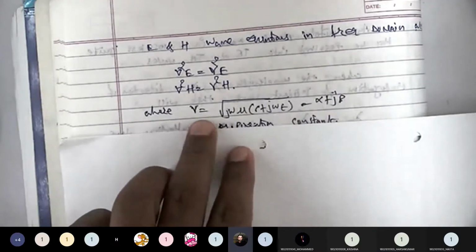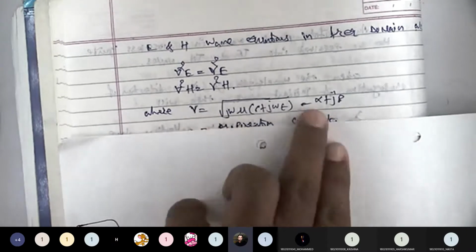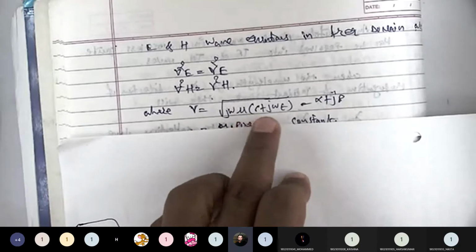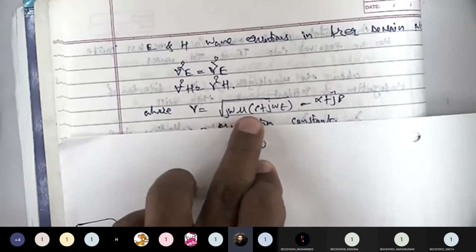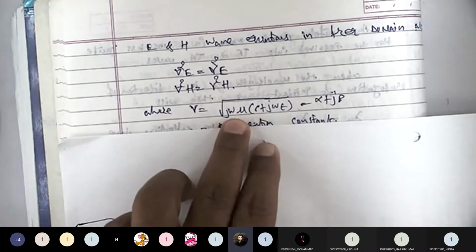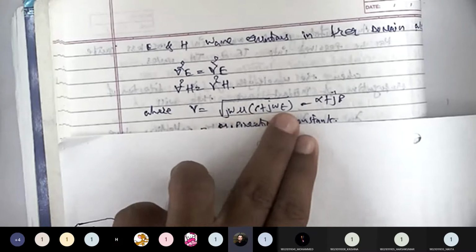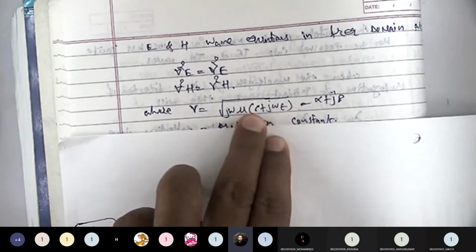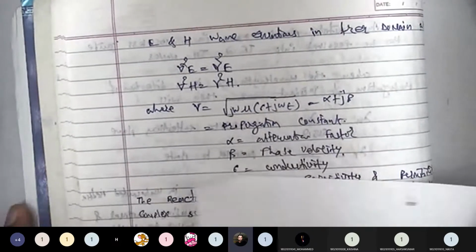As I mentioned, in our electromagnetic class we have seen that this gamma is nothing but alpha plus j beta, and gamma in terms of mu and epsilon is related as the square root of j omega mu in bracket sigma plus j omega epsilon. Here omega is the angular frequency, mu is the permeability of the medium, epsilon is the permittivity of the medium, and sigma is the conductivity of the medium. So ultimately, what is our objective?